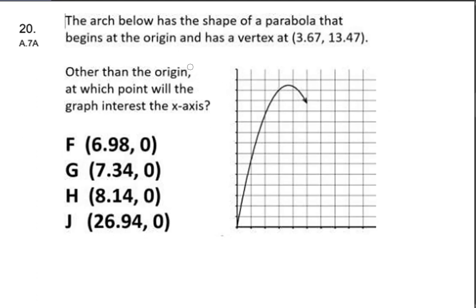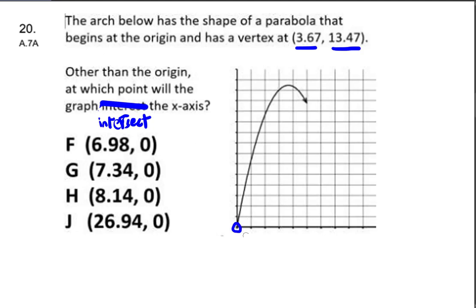The arch below has the shape of a parabola that begins at the origin and has a vertex at 3.67 and 13.47. Other than the origin, at which point will the graph intersect the x-axis? I'm going to go ahead and rewrite that. Other than the point of origin, which point will the graph intersect the x-axis?